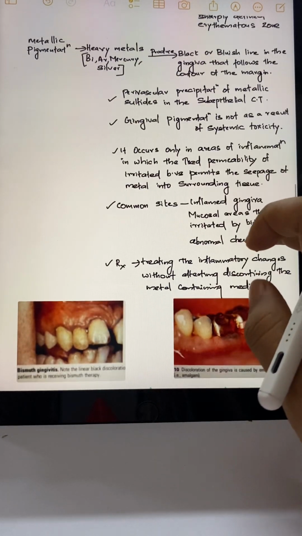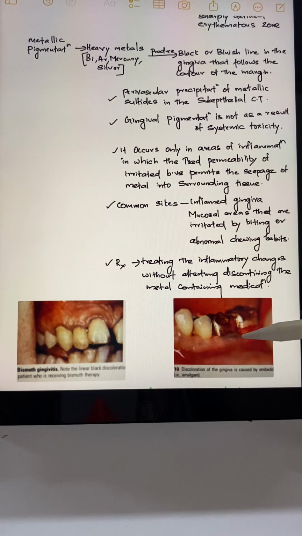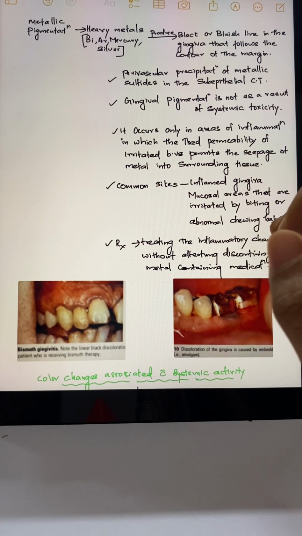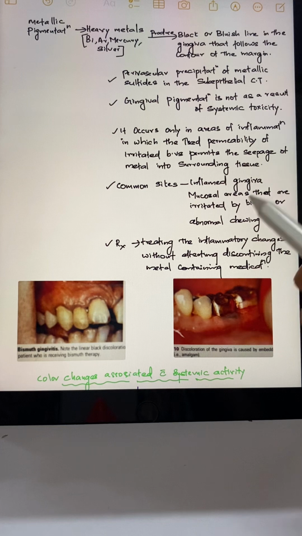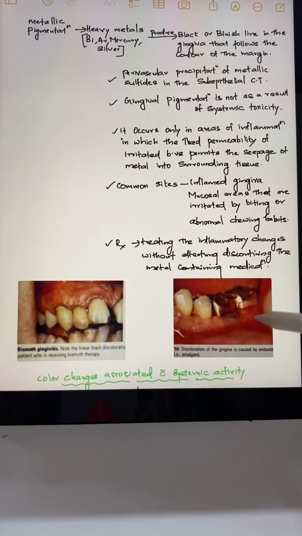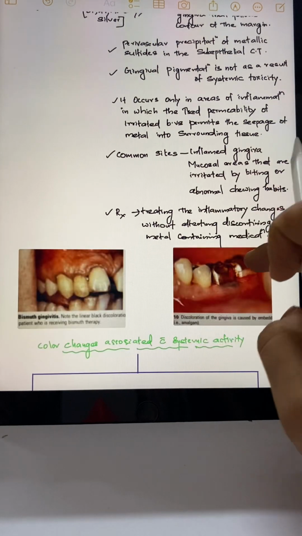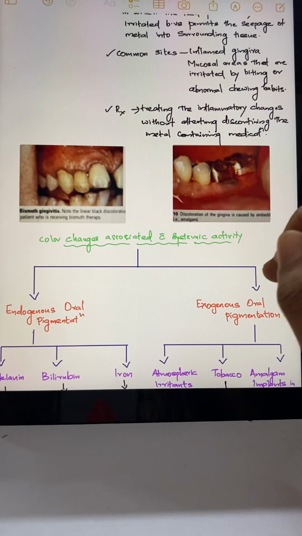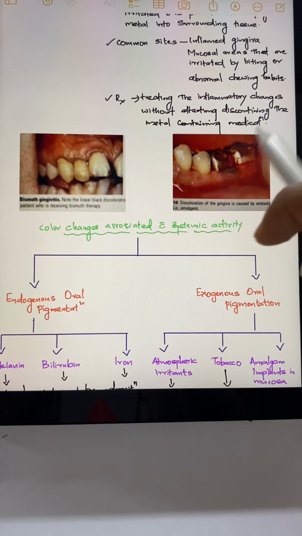metallic pigmentation, and the perivascular precipitation of metallic sulfides can be seen in the subepithelial connective tissue. Actually, this kind of gingival pigmentation is not a result of systemic toxicity, and it occurs only in areas of inflammation in which the increased permeability of irritated blood vessels permits the seepage of metal into the surrounding tissues. So common sites are the inflamed gingiva, then the mucosal areas that are irritated by biting or any abnormal chewing habits. So the treatment is treating the inflammatory changes without discontinuing the metal containing medication.